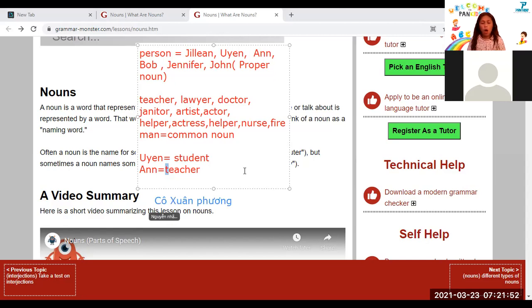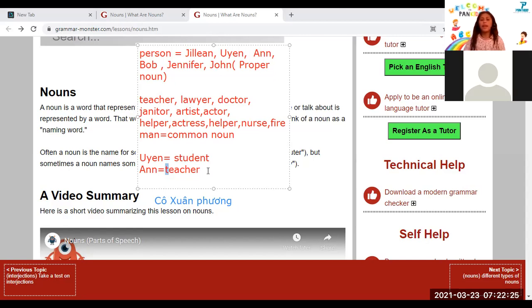Okay, so you learn this. Ko Shuan Pong. That's the teacher. Ko Shuan Fong. That's the teacher. Okay, so you understand this, Uyen? Very good. Okay, I hope you understand something today about proper noun and common noun. Right, it's very easy.